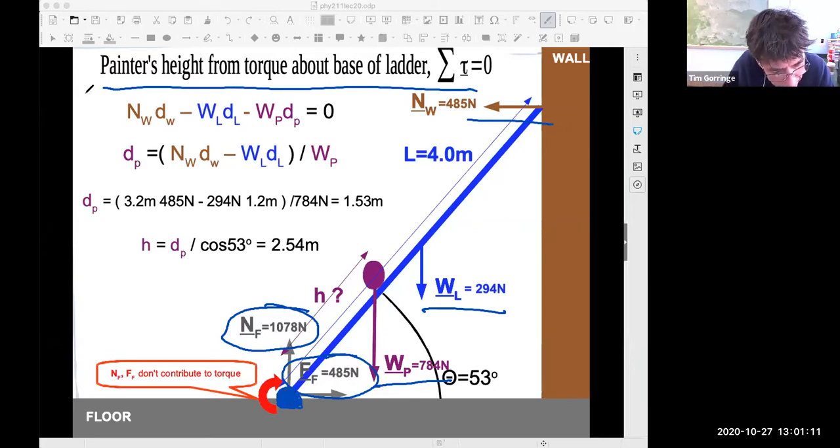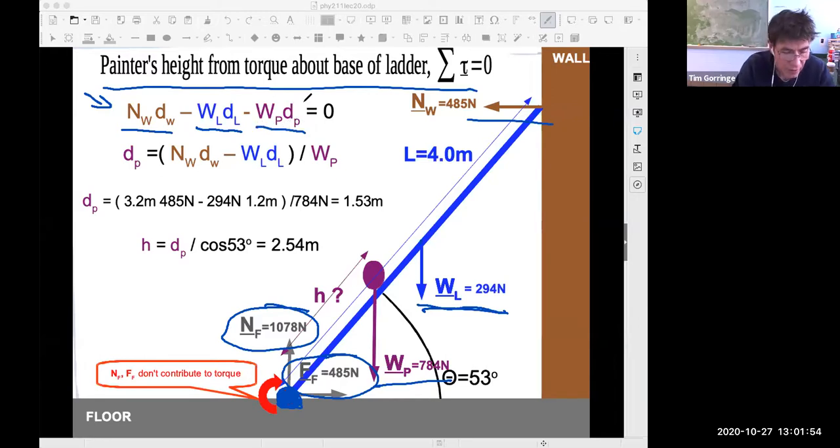Okay, so let me write down the sum of the torques on the ladder. There's the torque that's exerted by the wall. That force was N_W, and its lever arm is D_W. There's the force that's exerted by the ladder's weight. That's W_L, and its lever arm was D_L. And then there's the force exerted by the painter. That's the weight of the painter, W_P, times the painter's lever arm, which was D_P.